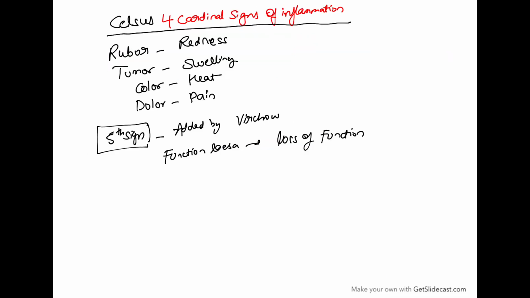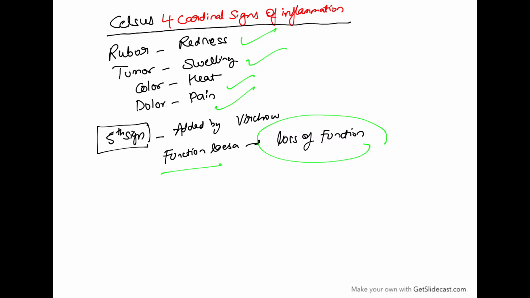Now Celsus has given four cardinal signs of inflammation: rubor, tumor, calor, dolor. Rubor means redness, tumor means swelling, calor means heat, and dolor means pain. And the fifth sign was added by Virchow, that is functio laesa, which means the loss of function. So these are the cardinal signs of inflammation.